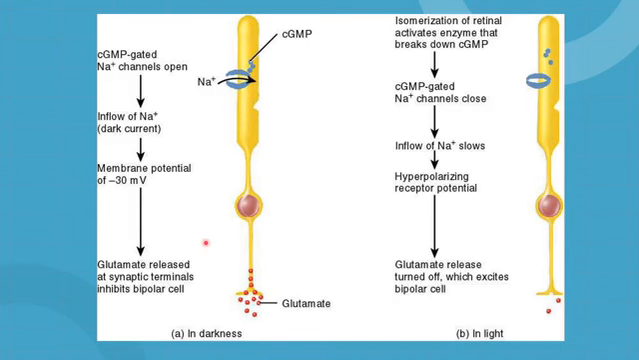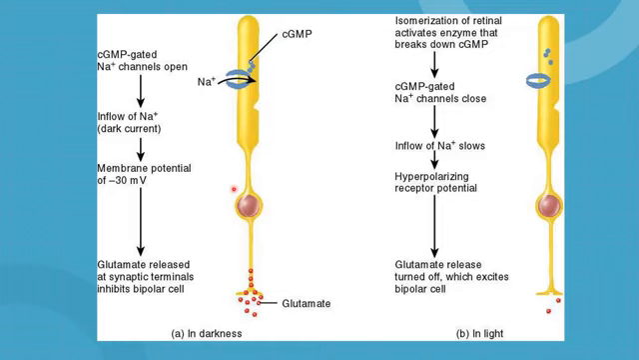And this is one more picture, the phototransduction in darkness and then in light. These are the changes taking place in darkness and also in the light. In the darkness, what is happening? Cyclic GMP gated sodium channels are open. Inflow of sodium, that is the dark current, takes place, and the membrane potential is taken to minus 30 millivolts. So the membrane potential is decreased, and glutamate is released at the synaptic terminals, which inhibits the bipolar cells. So the transmission will be decreased in darkness. This is the process taking place in the darkness.